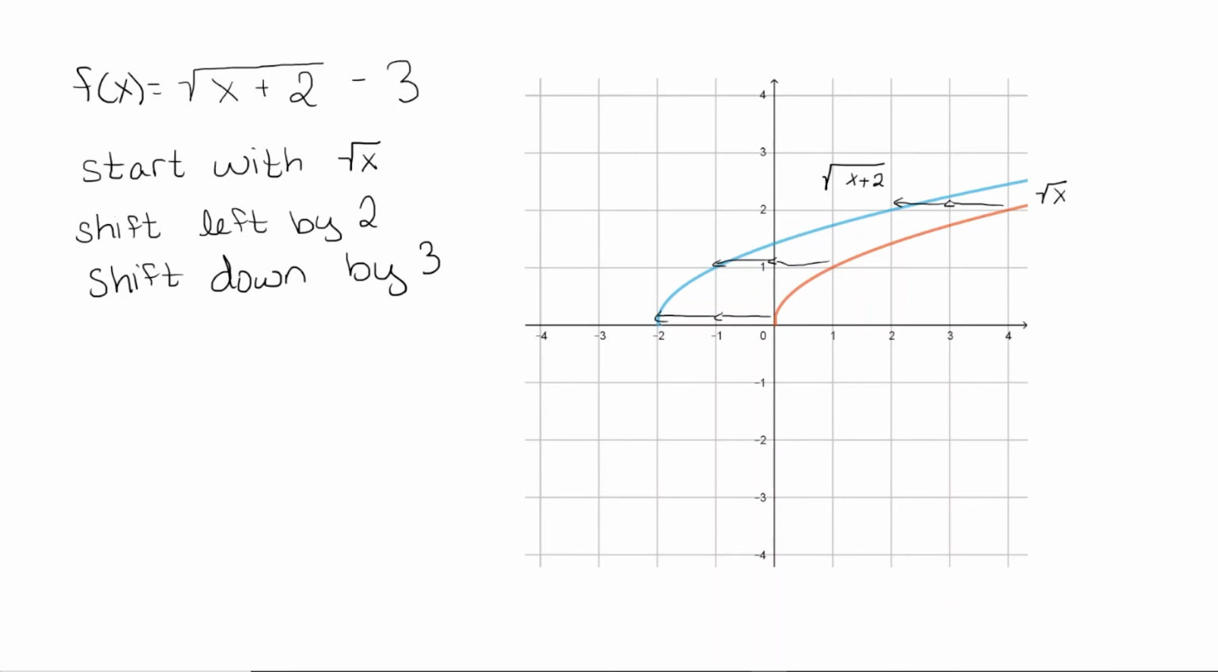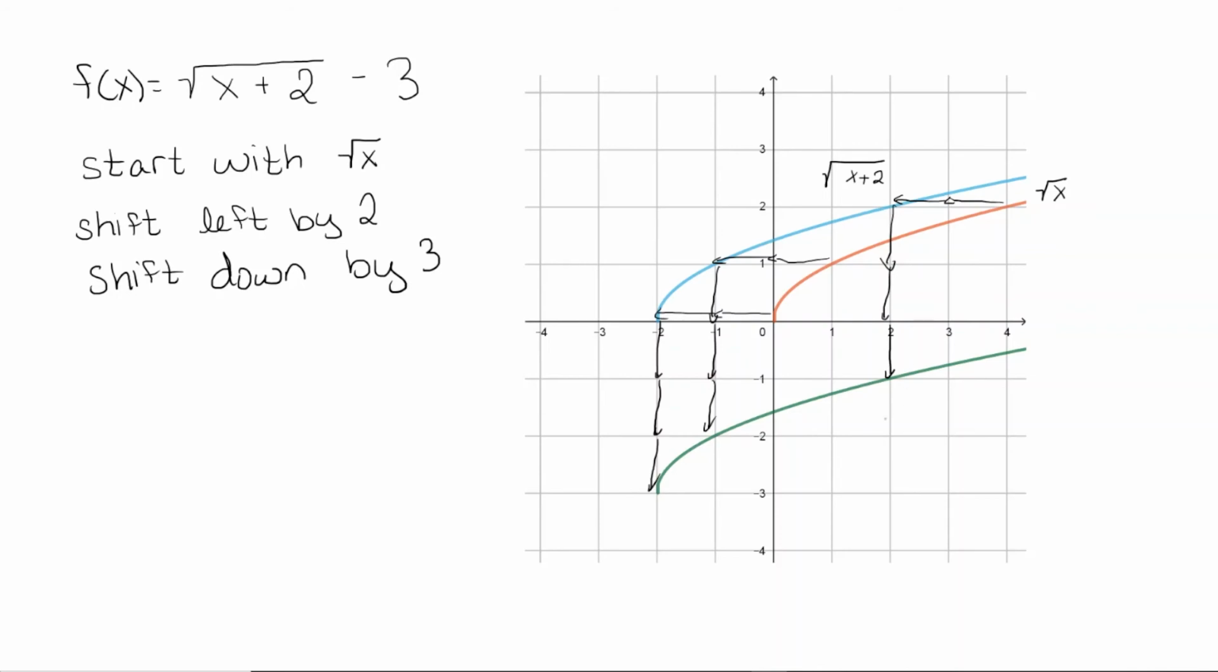We're then going to take that graph and shift everything down by 3 units. And when we do, we'll get our final graph. And down here, once we shift that graph down, we'll have our graph of the square root of x plus 2 minus 3.